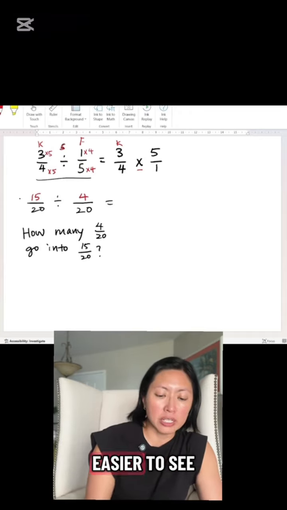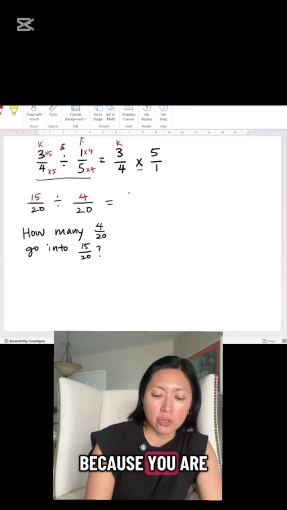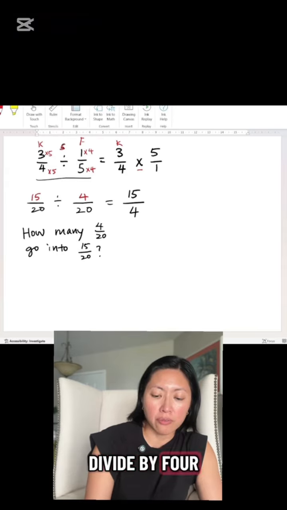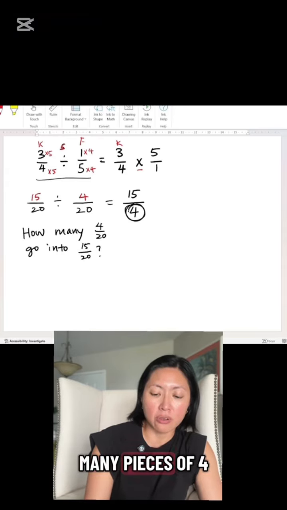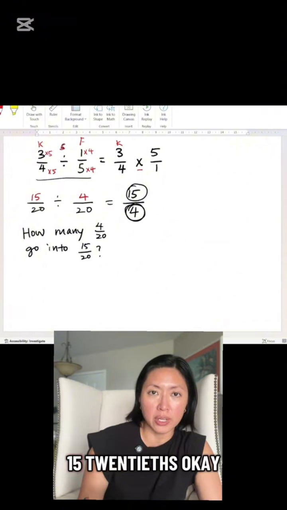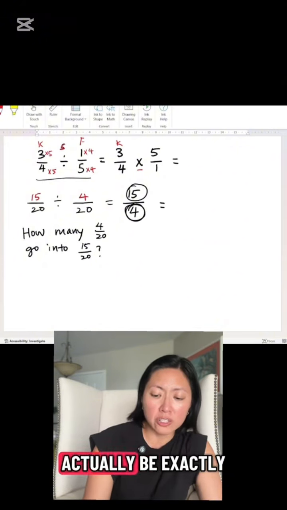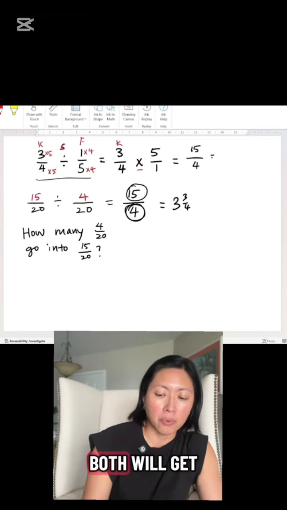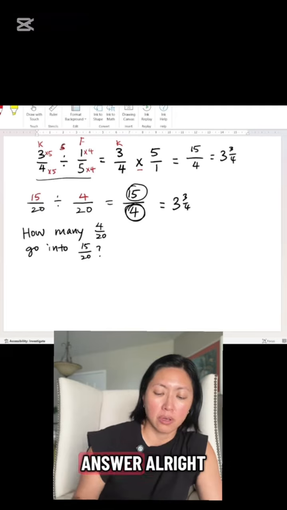But this is so much easier to see because you are actually taking 15 divided by 4, because you want to find out how many pieces of 4/20ths go into 15/20ths. And that will actually be exactly the same as what you would do over here in your second step of keep switch flip. Both will get you the same answer, all right?